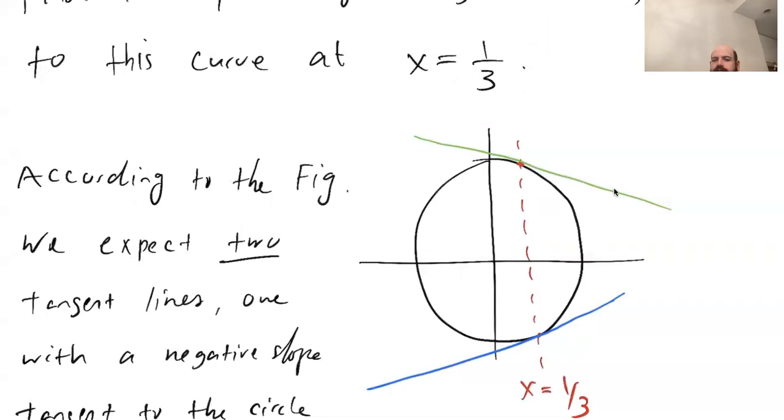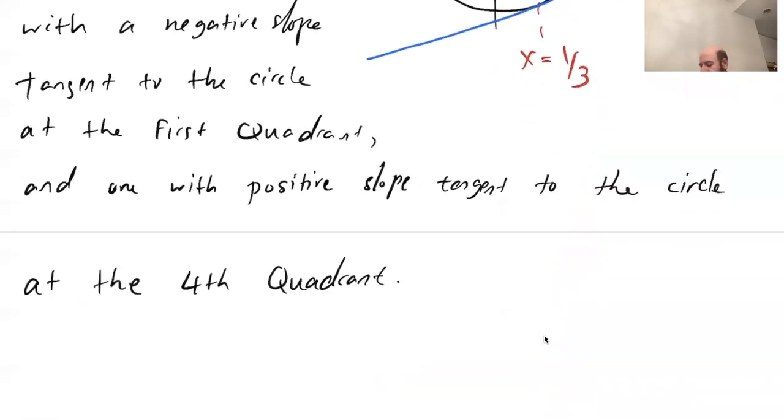Okay, see this green line here, tangent to the graph in the first quadrant has a negative slope because the angle with the horizontal line is more than 90 degrees. And this blue line here, tangent to the graph at the fourth quadrant, has a positive slope because the angle with the x-axis is less than 90 degrees. So that's what we expect to get. Now we have to do a calculation to verify this.